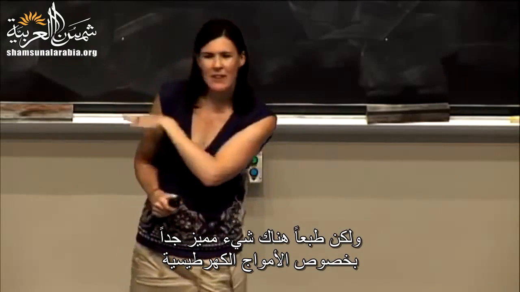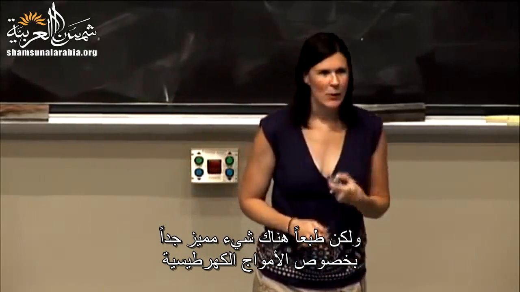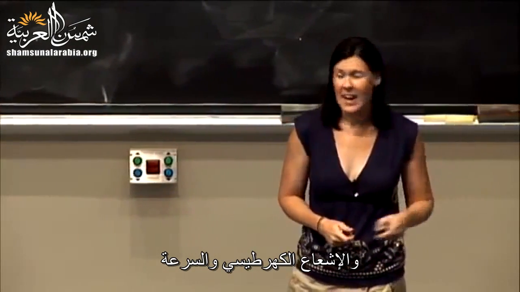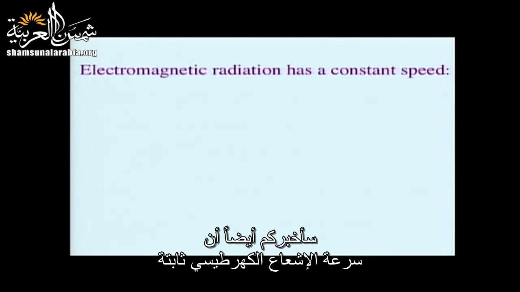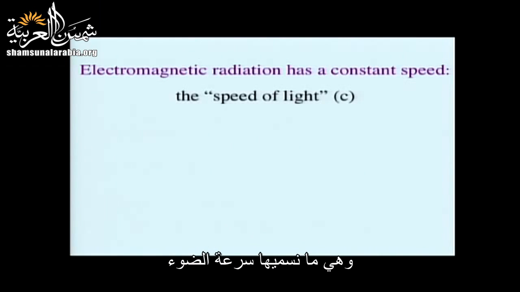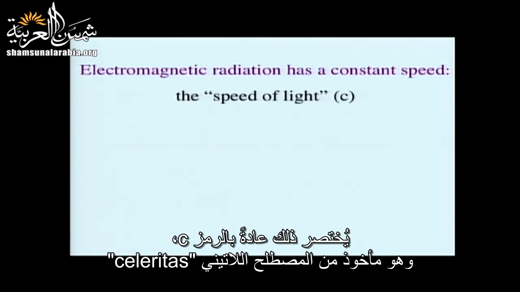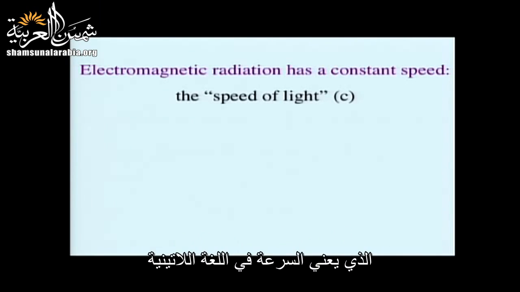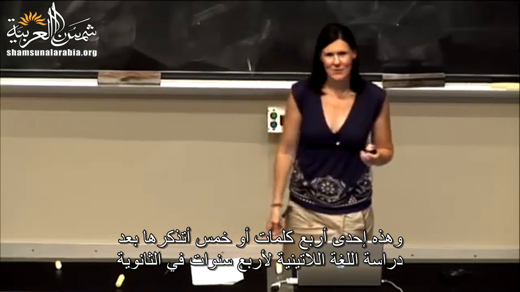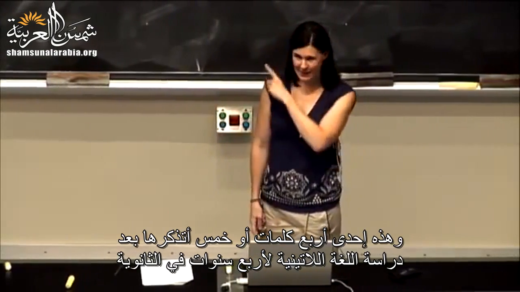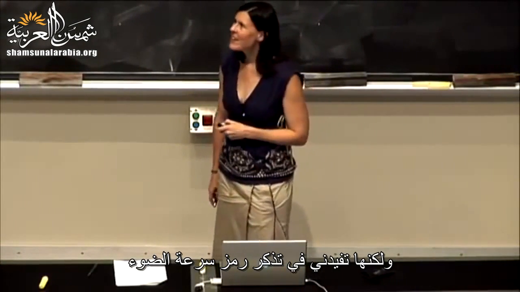But of course, there's something very special about electromagnetic waves, electromagnetic radiation, and the speed. And it's not really surprising for me to tell you that electromagnetic radiation has a constant speed, and that speed is what we call the speed of light. Typically, we abbreviate that as c, and that's from the Latin term celeritas, which means speed in Latin. That's one of 4 or 5 Latin words I remember from 4 years of high school Latin, but it comes in handy to remember speed of light.